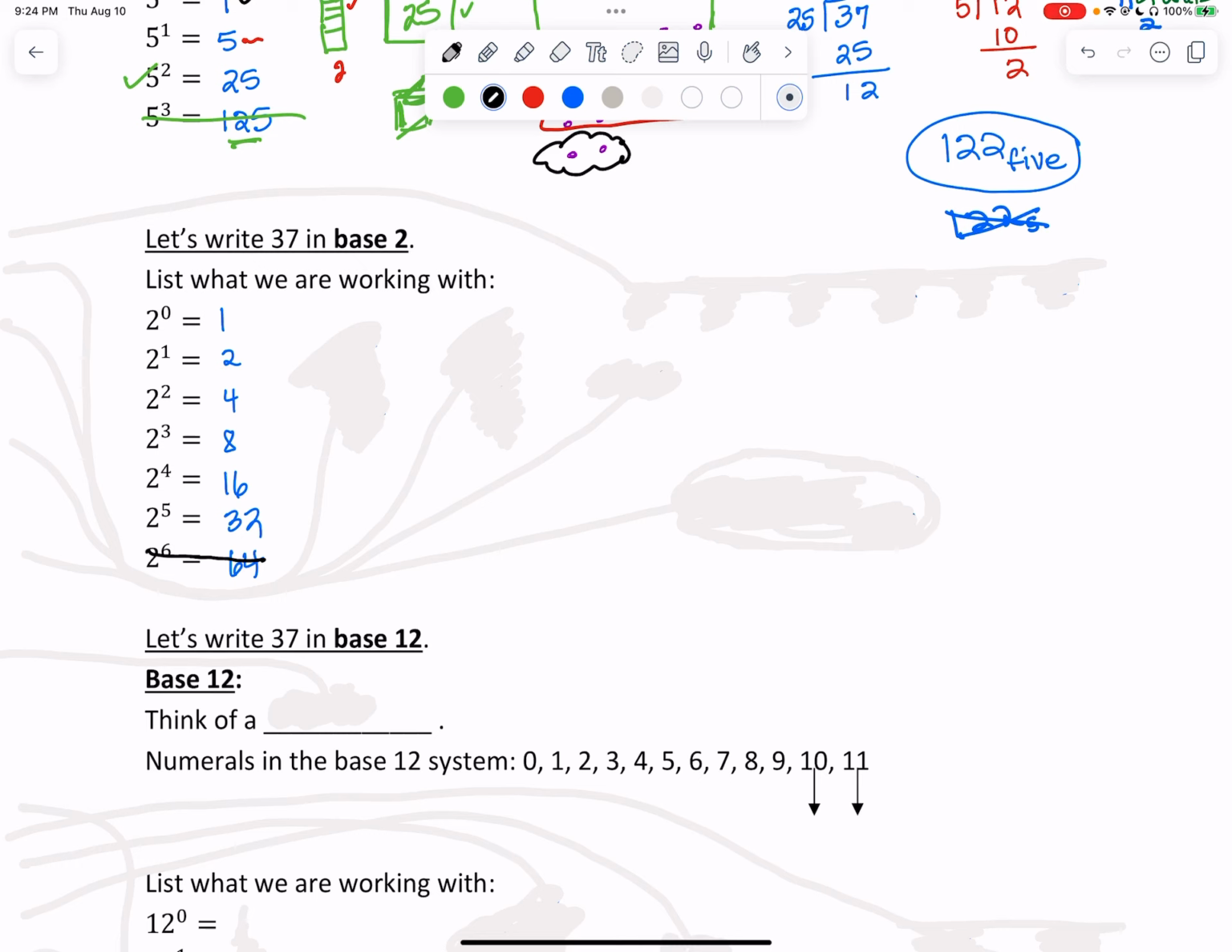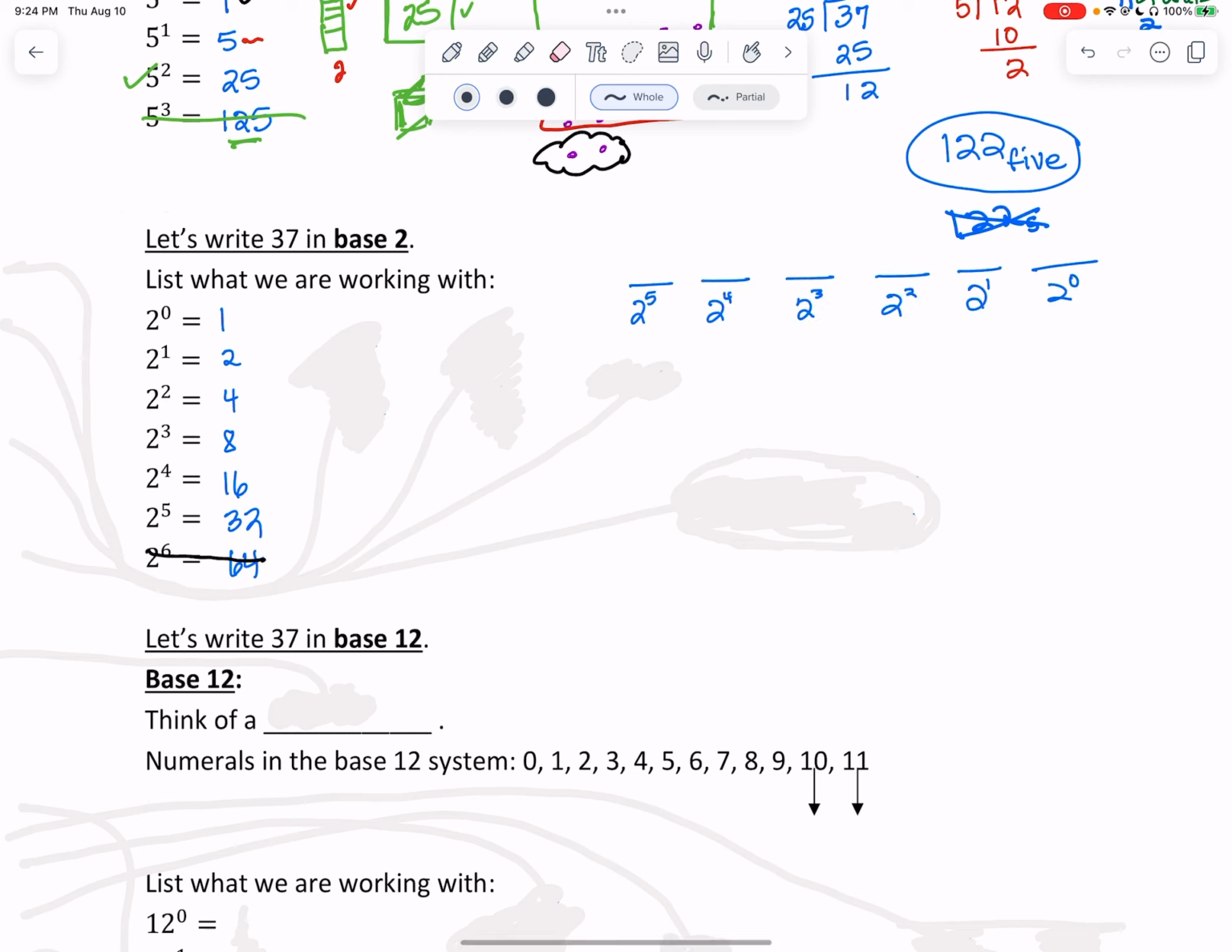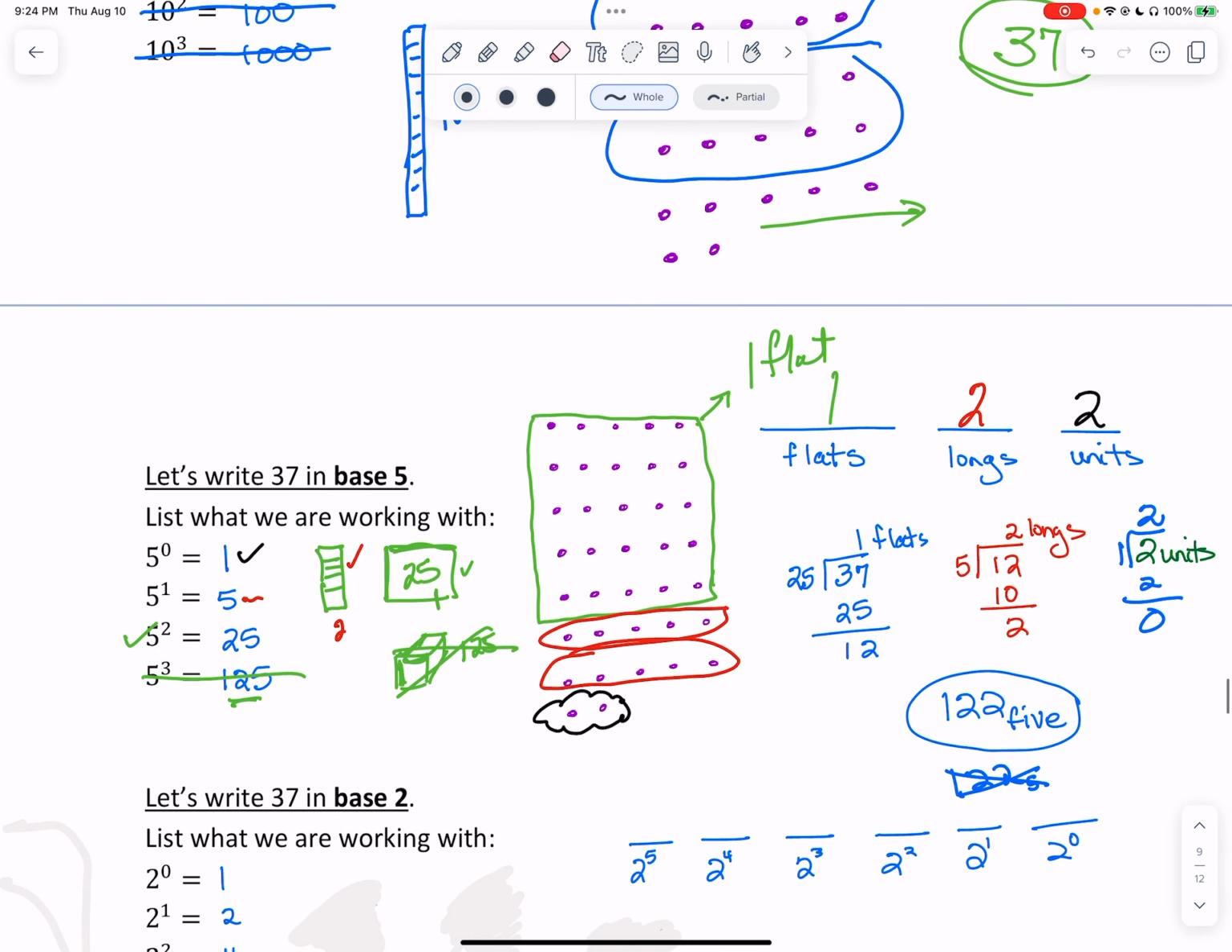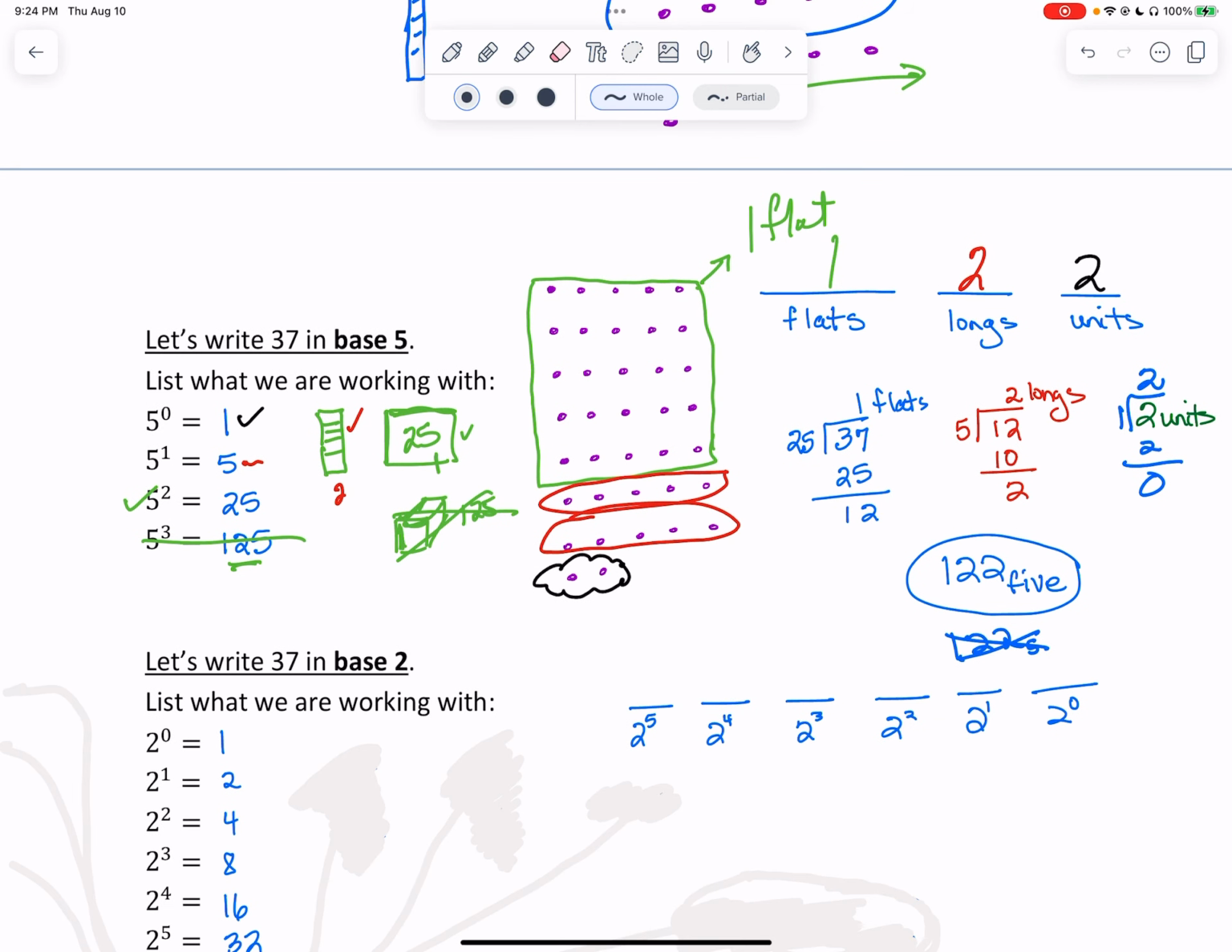So we have 32. So that means I'm going to have 2 to the 5th. I'm going to write down 2 to the 5th, 2 to the 4th, 2 to the 3rd, 2 to the 2nd. Notice how I changed. Here I had units, longs, flats. The reason I changed is, let me point again, this is my units, here's my longs, here's my flats, here's my block.